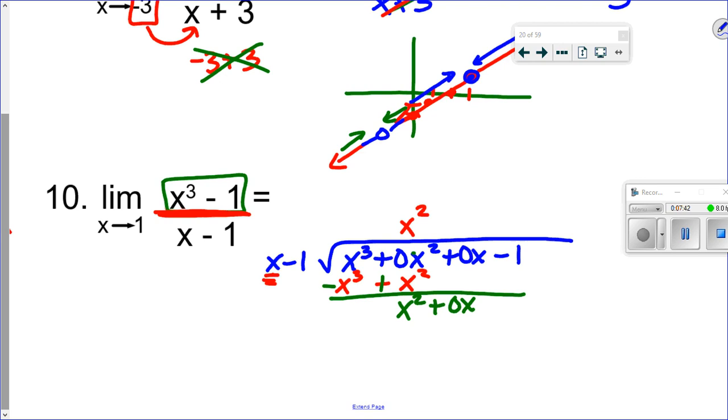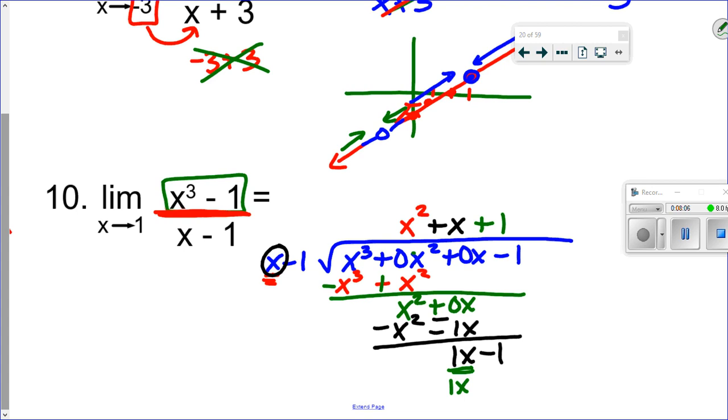And now I say to myself, how many times does x go into x squared? Well, 1x. 1x times x is x squared. 1x times negative 1 is negative 1x. We subtract. 0 minus negative 1 is 1x minus 1. And I say, how many times does x go into x? 1 time. So 1 times x is 1x. 1 times negative 1 is negative 1. We subtract, we get 0.